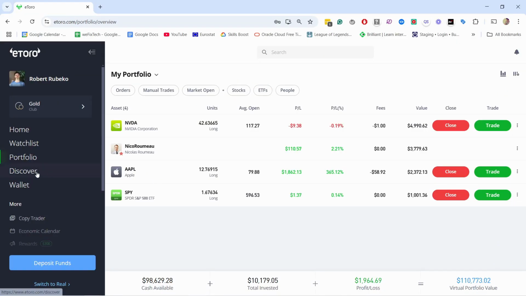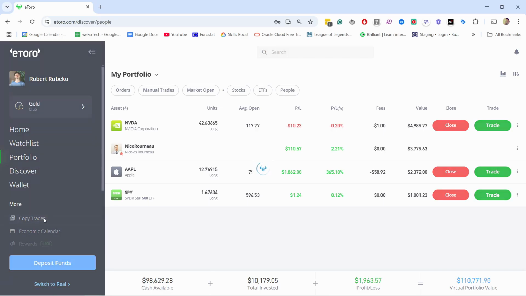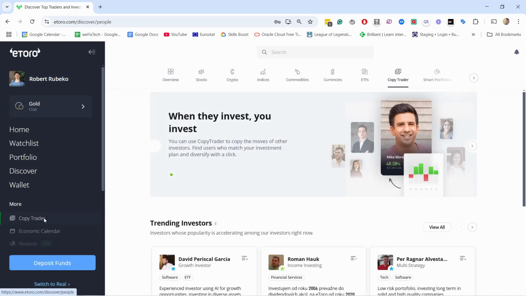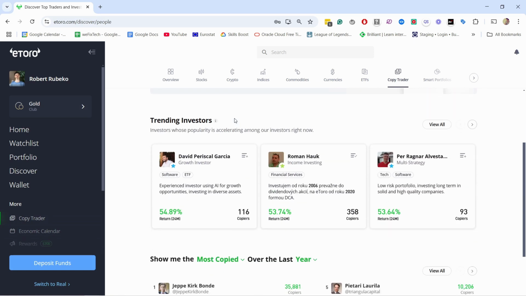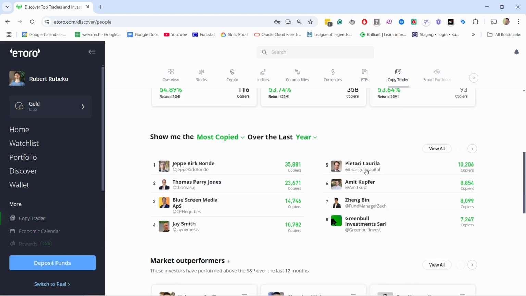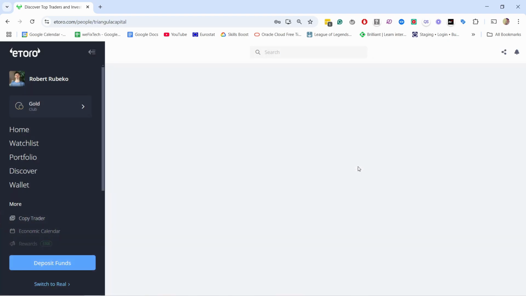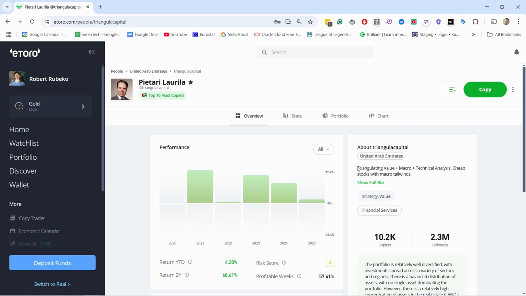The next feature I want to show you is Copy Trader, because it's very unique to just eToro. Nobody else is doing something like this. And what it means is you can copy other traders and it will automatically copy whatever they're investing in. So let's say we'll take a look at one of the top guys here. Say this Pietari, let's click on him. He has 10,000 followers, or sorry, copiers. And that means people actually put their money into the same stocks as Pietari.